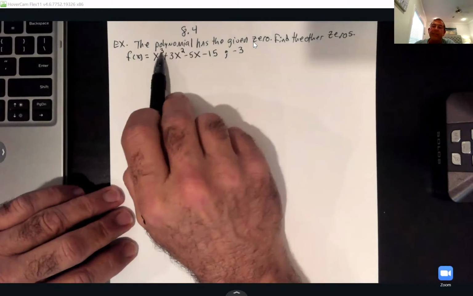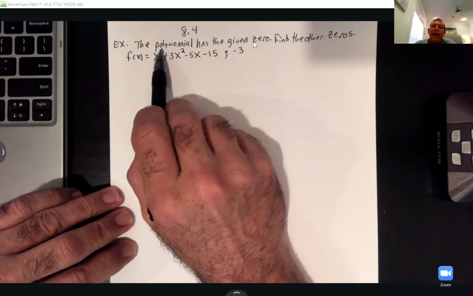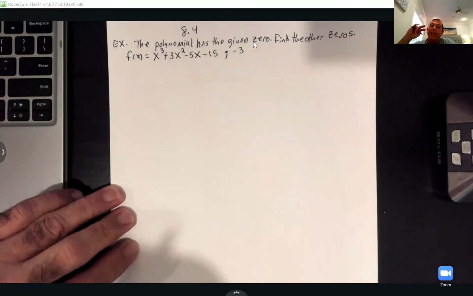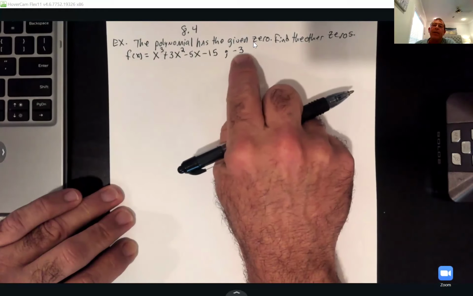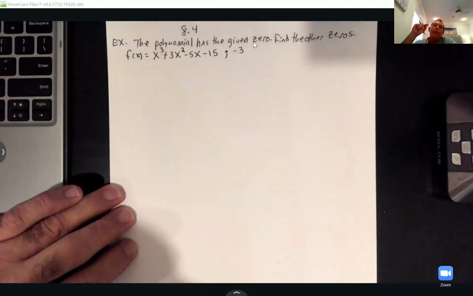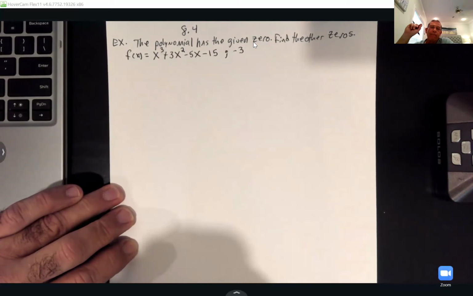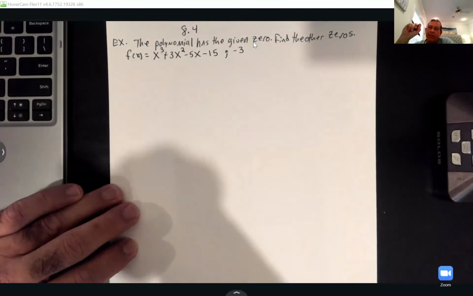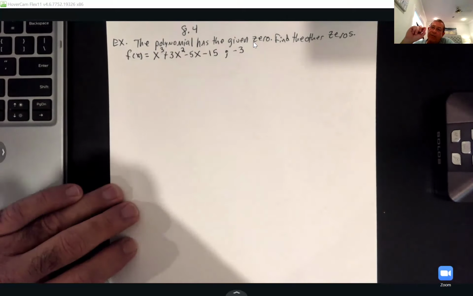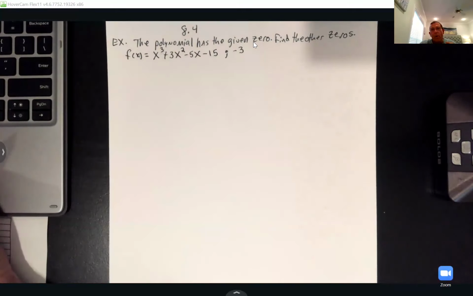So remember, since this is a 3 as my highest exponent, we got to get 3 zeros out of this. Now they're giving us one of them. So what you want to do, start with this x to the third. We're going to divide out the zero they gave us. At that point, we'll have 3 numbers left for our quotient. Those we'll use and solve using the quadratic formula or square roots or factoring, whichever we can use.